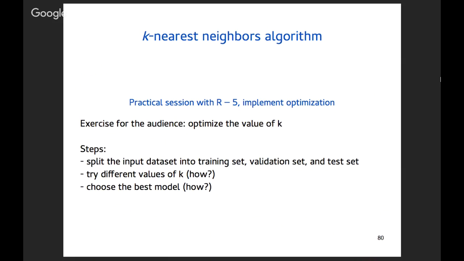Then the second thing that I'm going to ask you is to try different values of k, as we mentioned before, and then I ask you to choose the best model. It is the model that has the best hyperparameter k, and that's it. So you guys can start to code. If you have questions, you can ask me.